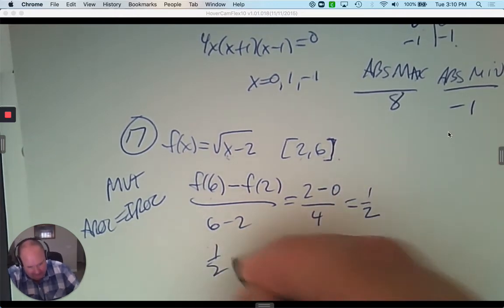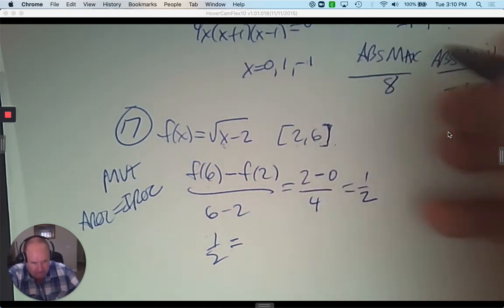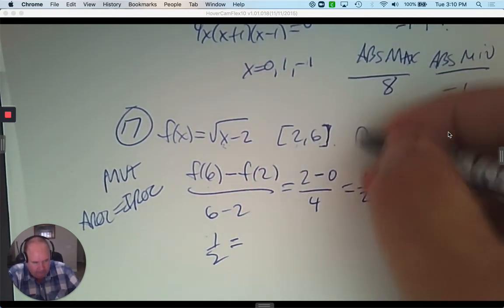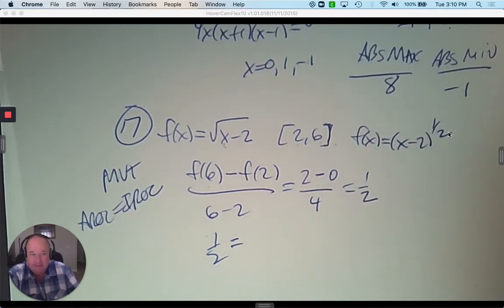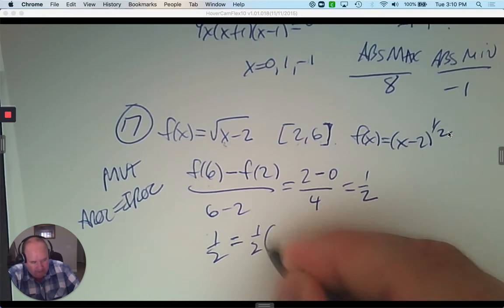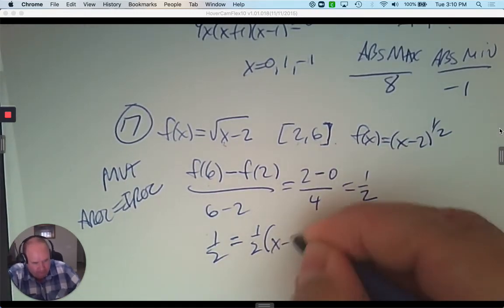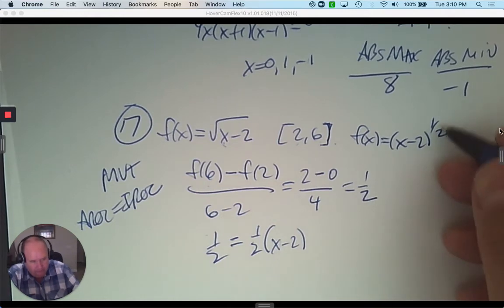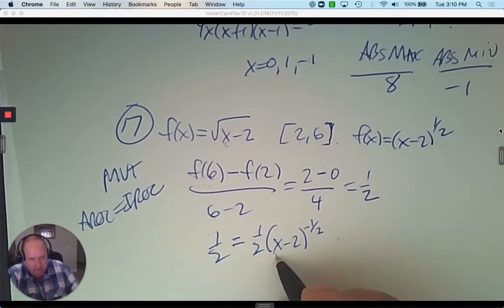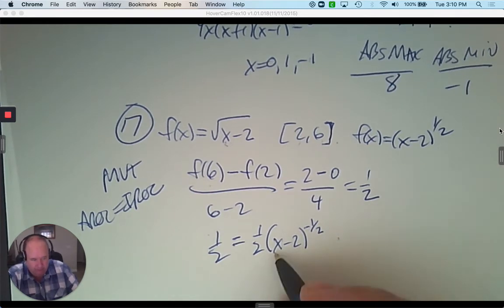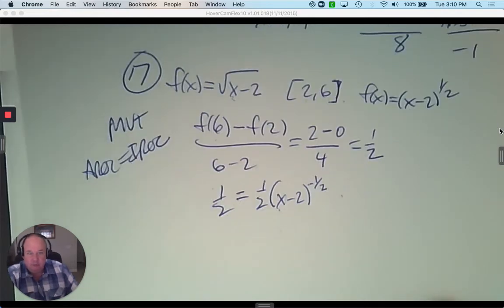So you take the average rate of change and make it equal to the derivative of this. To write this in calculus-friendly terms, it would be x minus 2 to the 1/2. So the derivative would be 1/2 times x minus 2, subtract 1 from the exponent. So 1/2 take away 1 is -1/2. And there's no chain rule here because the derivative of x is 1, so we don't need a hook. That's done, and that's what we're solving for.